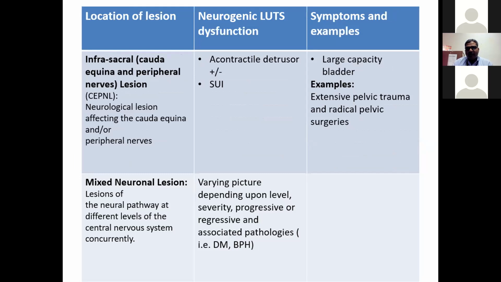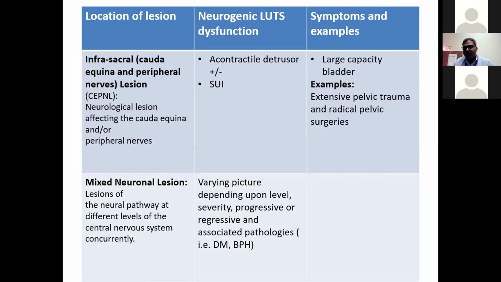Again, the bladder will be acontractile and it might accompany stress urinary incontinence. There will be a large capacity bladder with overflow incontinence. Examples include peripheral nerve conditions such as poorly controlled diabetes mellitus leading to diabetic cystopathy, and extensive pelvic trauma as well as radical pelvic surgery, radical pelvic gynecological, urological, or colorectal surgeries that can lead to infrasacral disturbance and urological symptoms.